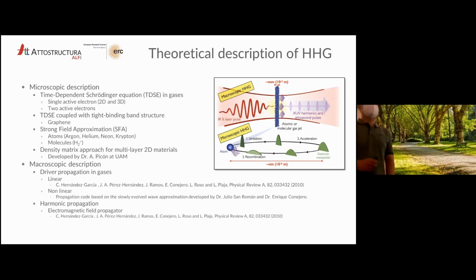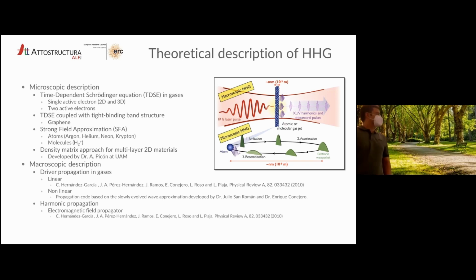And to match experimental results, we have to calculate the emission in thousands, sometimes millions, of different atoms, and then the propagation of these individual emissions to finally calculate the total field that we will see in a detector. And we have different methods to calculate this microscopic emission in different scenarios.